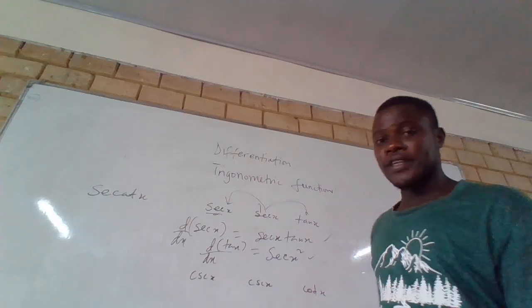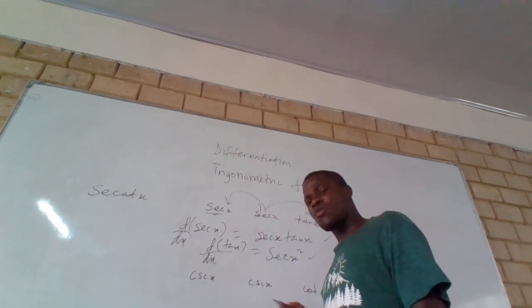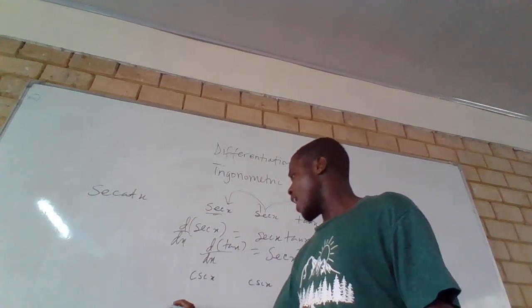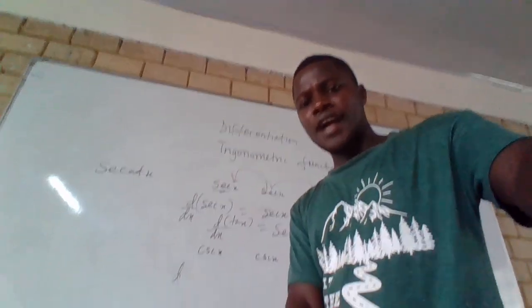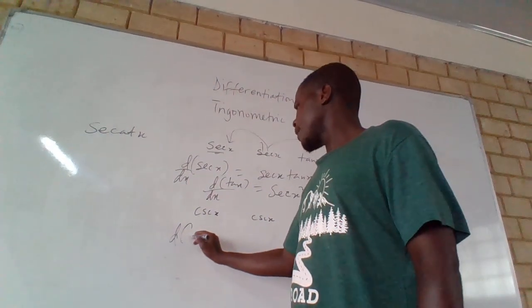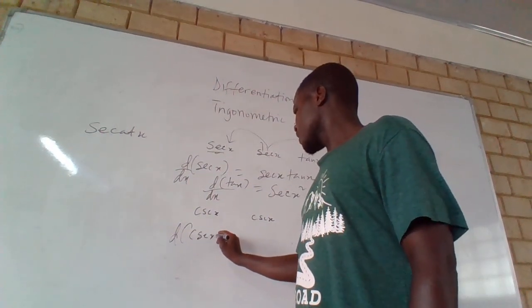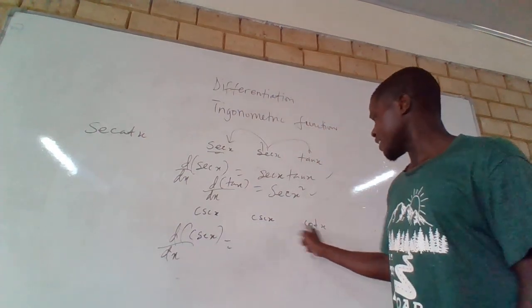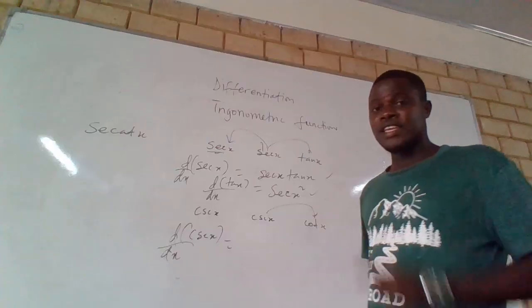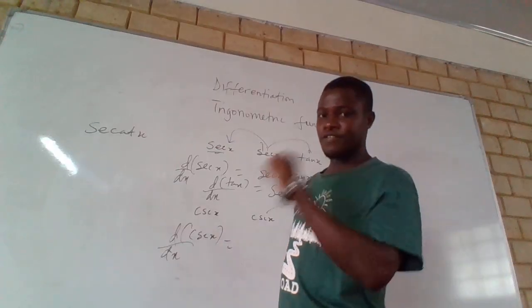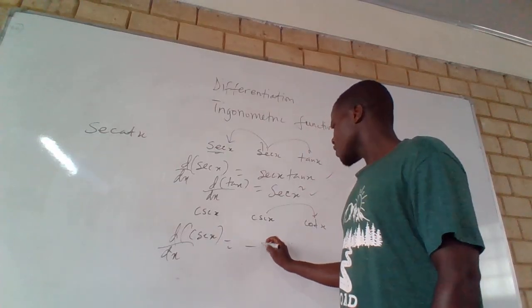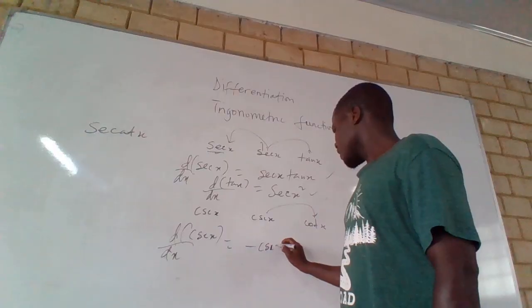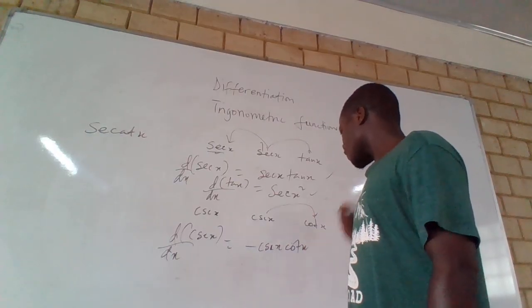Now let's come to the second functions. We have cosecant and cotangent. The same thing here. If you are asked to differentiate cosecant x with respect to x, now here you multiply this and this. But remember here you have to attach a negative sign. So this is negative cosecant x cotangent x, all right?